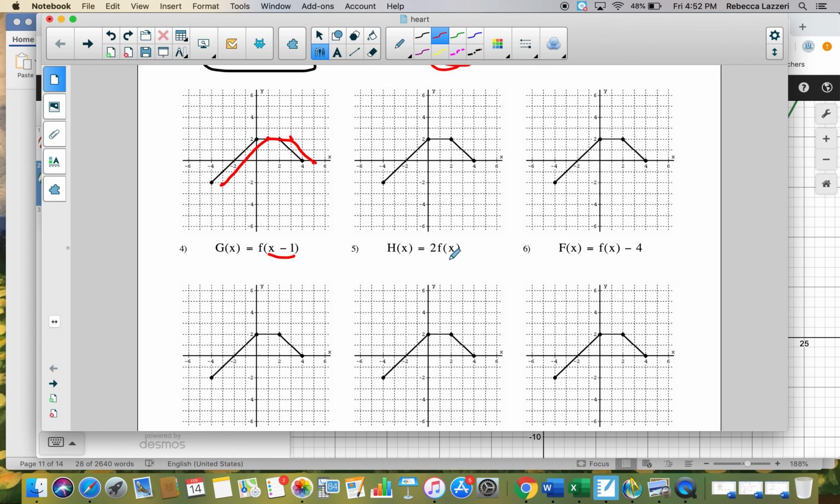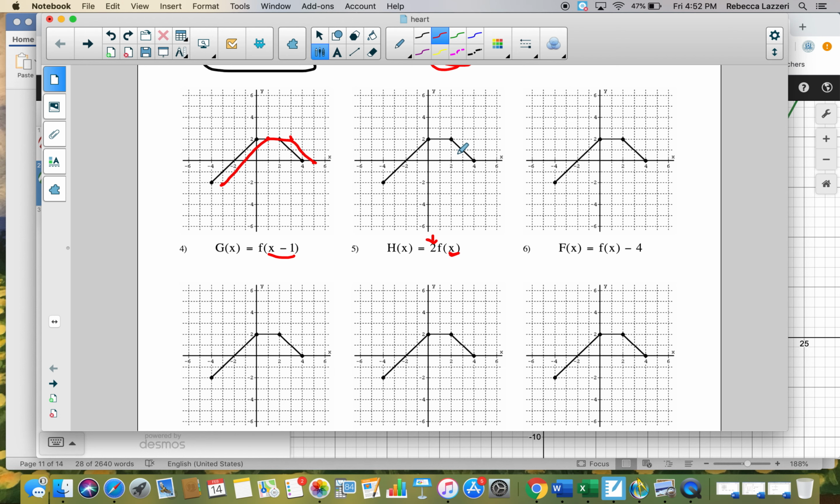Look at the inside here. Nothing is done to x at all, so that means it doesn't change this way. This 2 is on the outside, so it causes a vertical stretch. It does exactly as it seems. So if I multiply this by 2, I get 4. I multiply my y's by 2. 0 by 2 is 0. Multiply -2 by 2, you get -4. And so it caused a stretch of this. And that's my new graph.